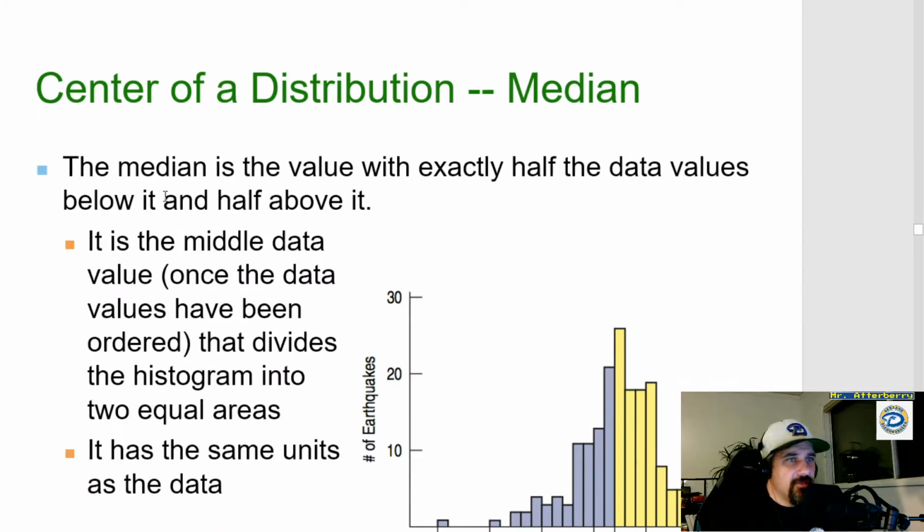Let's talk about the median. Okay, center of distribution. The median is the value with exactly half the data values below it and half above it. It is the middle data value once the data values have been ordered. Okay, you put them from smallest to largest or largest to smallest, and the middle number is your median. It divides a histogram into 2 equal areas. If you find the median, in this case it was 7.0 for the earthquakes, that split it perfectly in half. Okay, it has the same units as the data. Okay, so make sure it's magnitude or feet per second or whatever your units are.